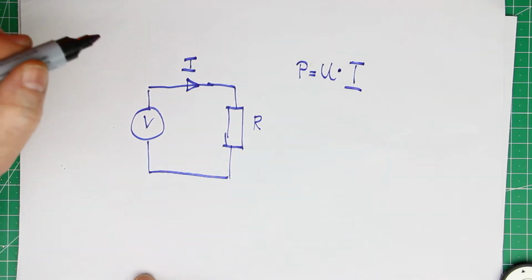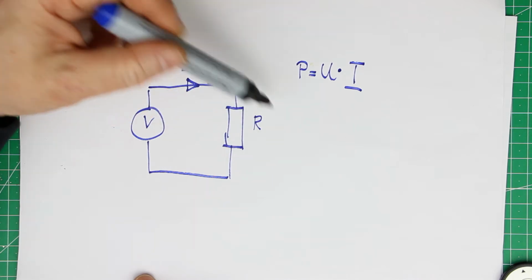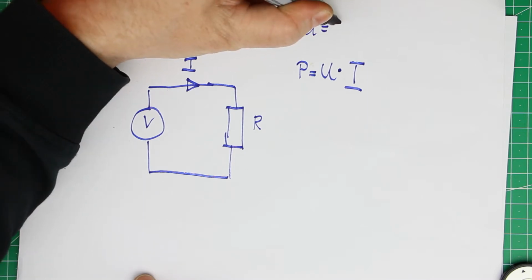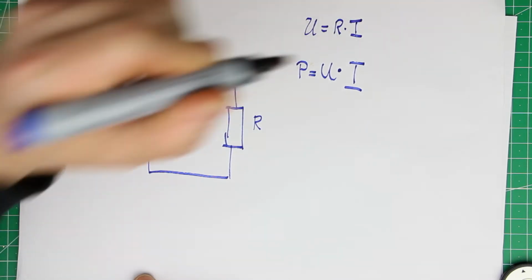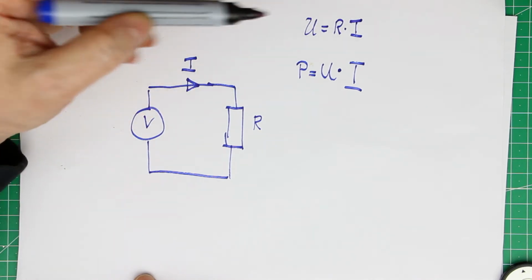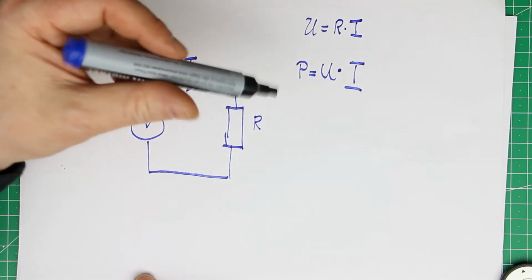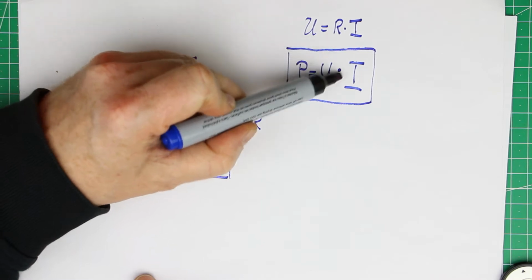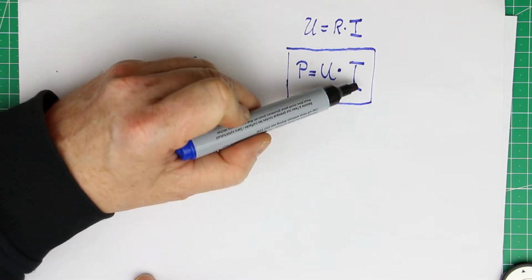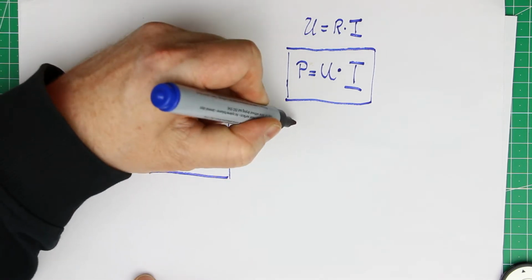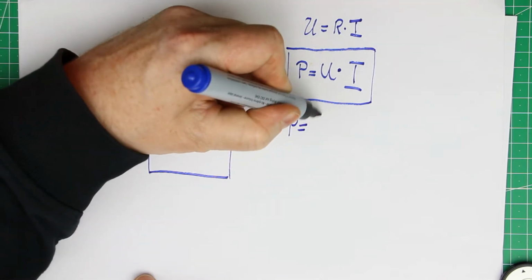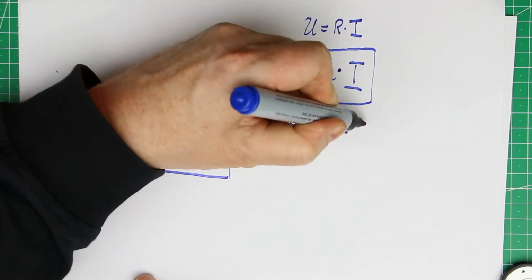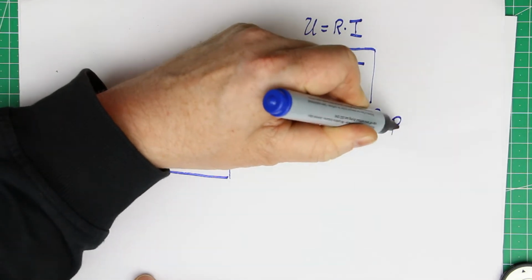Now, we also have Ohm's law, and if we have a fixed resistor, we know that the voltage is also the resistance times the current. And now, in this formula of the power, we can replace either the U, the voltage, or the I, the current, and this gives us that the power can also be written as U squared divided by R, or I squared multiplied by R.